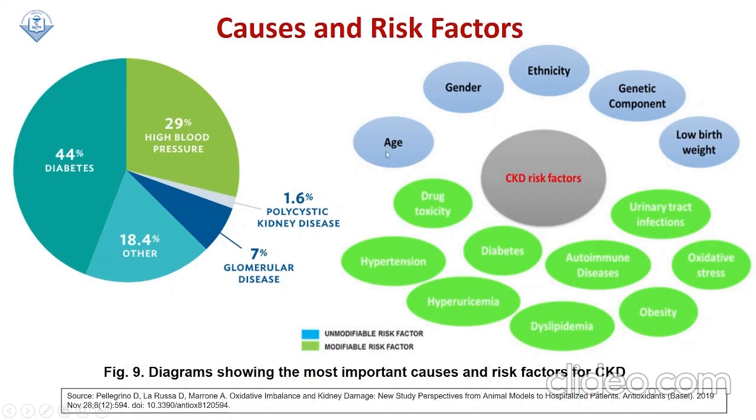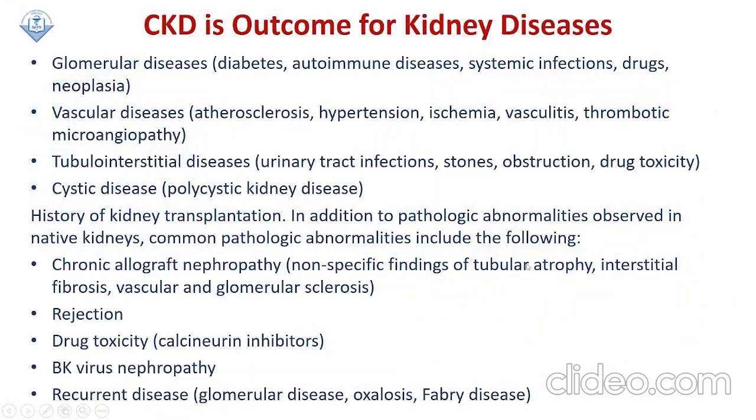Unmodifiable risk factors are age, gender, ethnicity, genetic predisposition, and one factor found is low birth weight. And modifiable risk factors are drug toxicity, hypertension, diabetes mellitus, hyperuricemia, dyslipidemia, autoimmune disease, obesity, urinary tract infections, and oxidative stress. What glomerular diseases can cause chronic kidney disease?